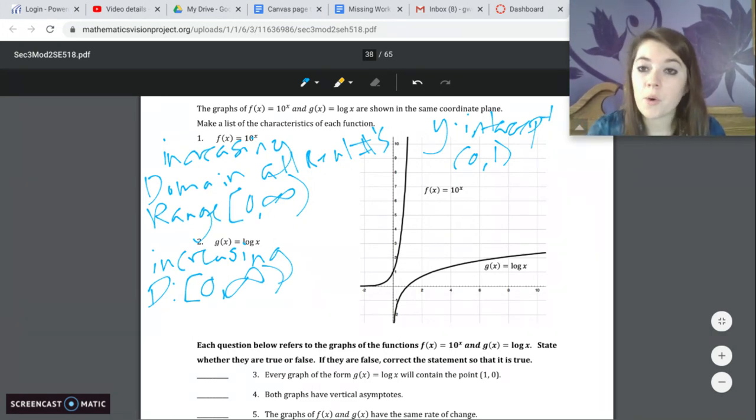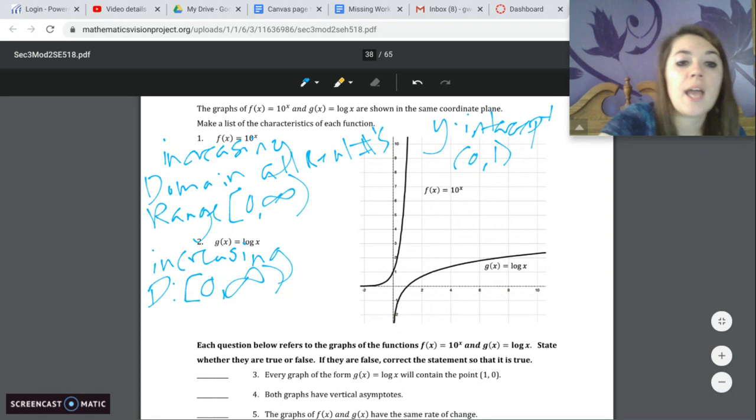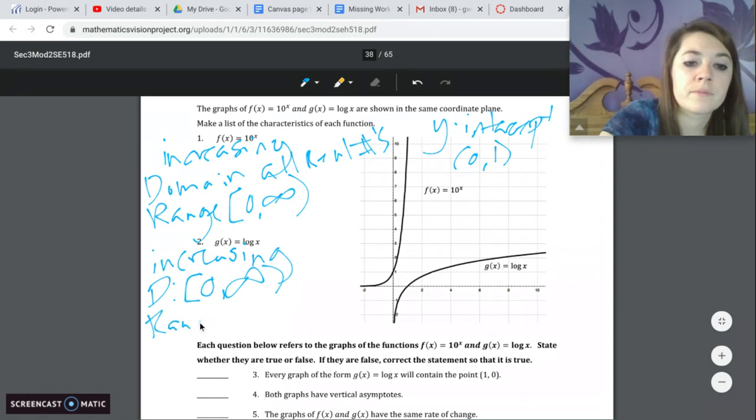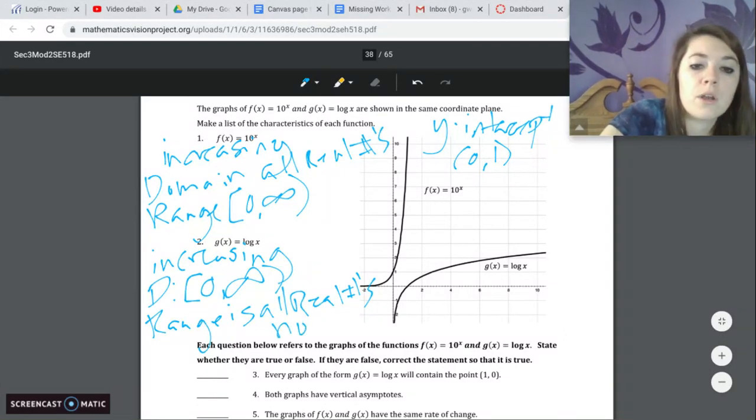But our range, so these are reverse of each other. The domain on the exponential was all real numbers, whereas the range was from 0 to infinity. Now on the logarithmic, the domain is from 0 to infinity, and the range is all real numbers. Now for this one, we do not have a y-intercept. It's never going to actually cross the y-axis, so there is no y-intercept.